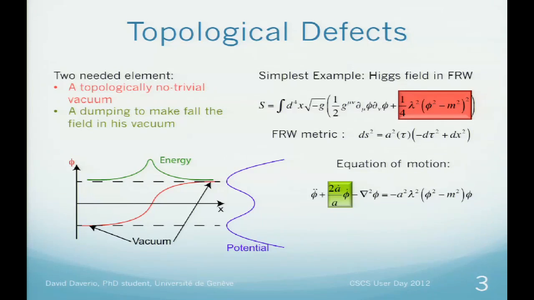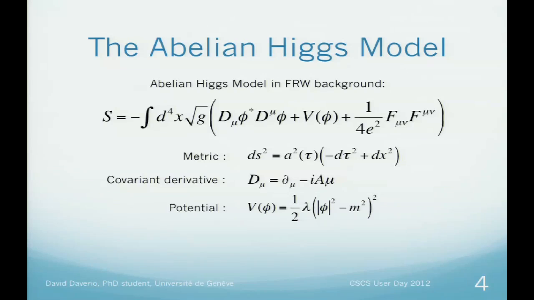Okay, so now we can move on to what we are simulating. It's basically exactly the same thing. The only difference is now we have not a real scalar field, but a complex scalar field, so we have two components of the scalar field. And we put it in the FRW metric, but we add electrodynamics. That's why we call it the Abelian Higgs model, because we have an Abelian symmetry, a U(1) local symmetry here. You also can call them local cosmic strings because you have a local symmetry.